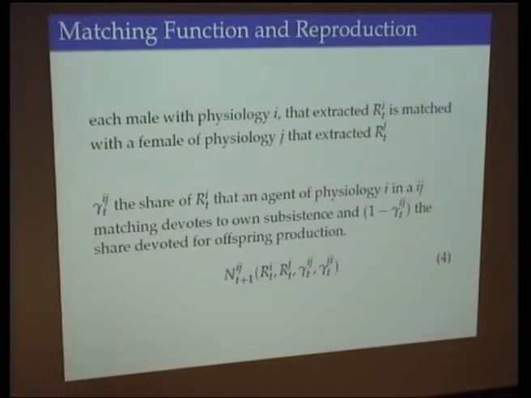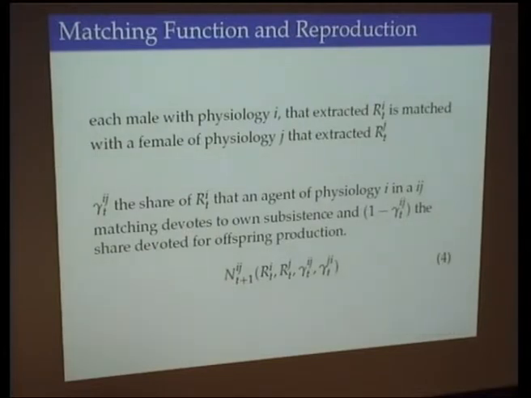Then, once we set up the static part of the framework, that means the environment, the physiology of the agent, and how they extract resources, we start to go into the dynamic part. First of all, agents have to reproduce. In order to do that, we consider sexual reproduction. So we imagine some matching function. This can take into account different possibilities.